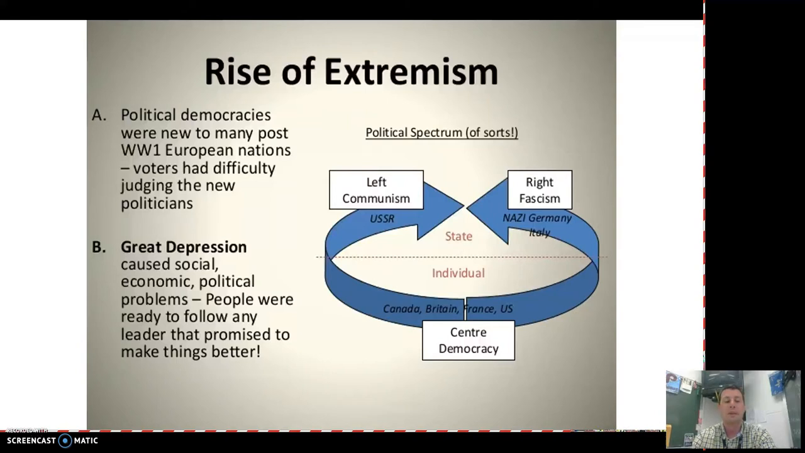It gets us from the idea that these centrist democracies, or at least those based on republican democratic values, swing to the left toward communism and swing to the right toward fascism. Those ideas don't just pop up out of nowhere. For the most part, these extremist views are based on economics and the economic feelings of the time.